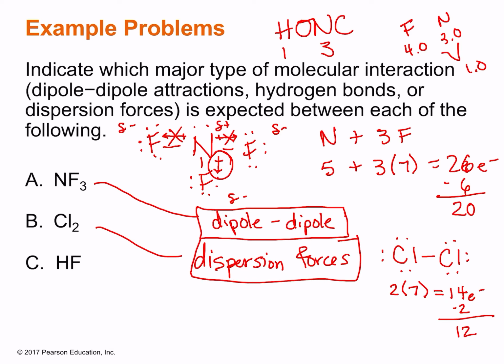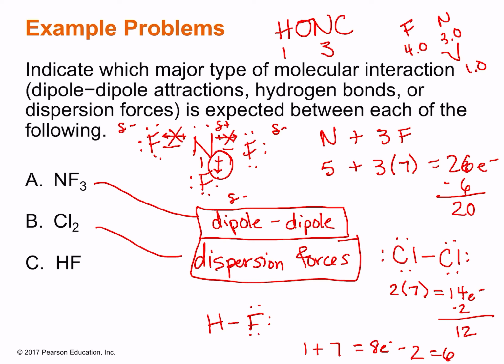And then our last one, HF, we draw our molecule. So we put H next to F, and then we figure out, how many electrons we have. We have 1 from the hydrogen plus 7 from the fluorine, 8 electrons to use. 2 of them will get used up in the bond. So we have 6 left over. So we go 1, 2, 3, 4, 5, 6, and we're done.